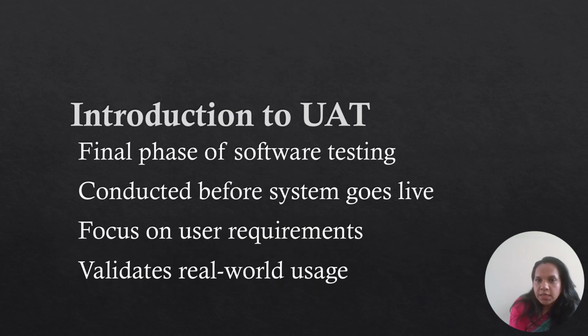User acceptance testing is the last stage of testing, and it is performed just before the system is released. The main goal is to check whether the software works correctly in real world situations and meets user expectations. So that's the final phase. As we have said, it is the final phase of software testing conducted before the system goes live, and it focuses on user requirements and validates real world usage.